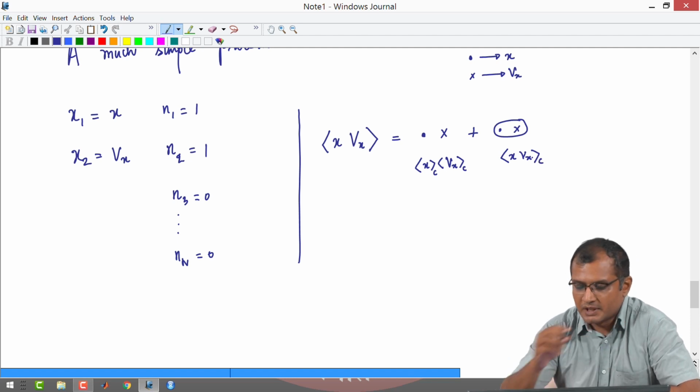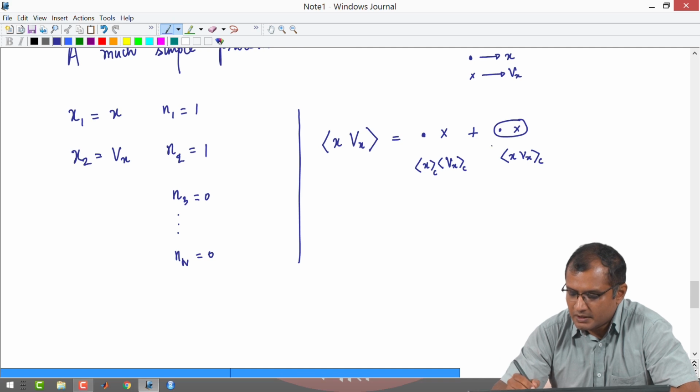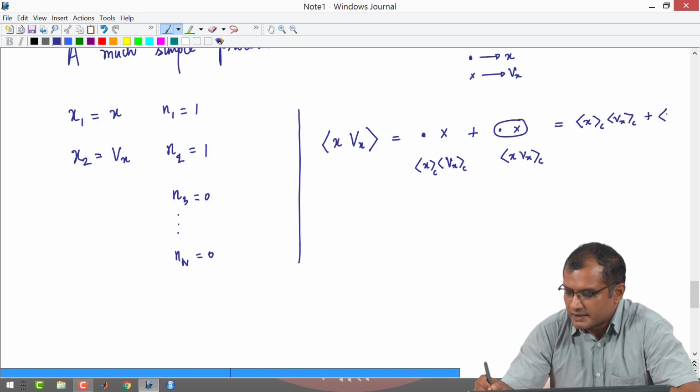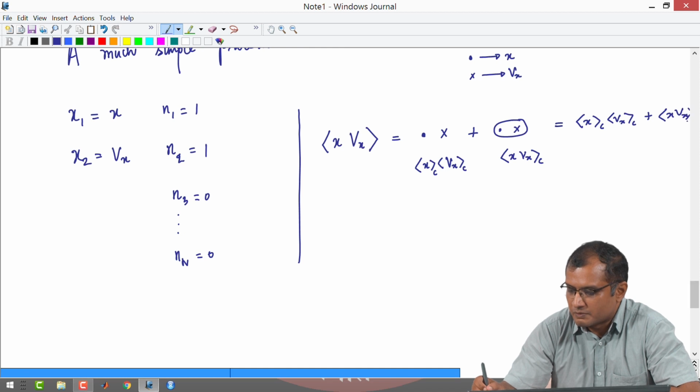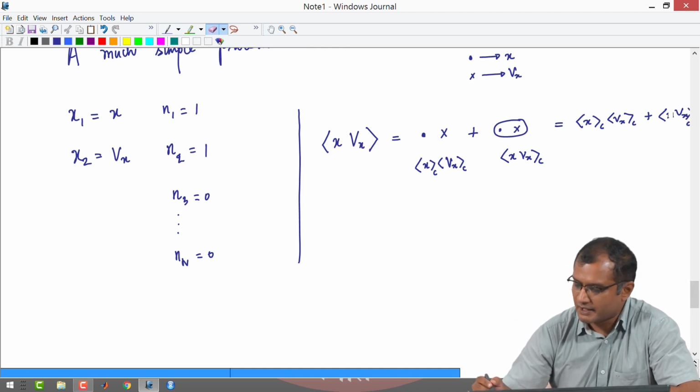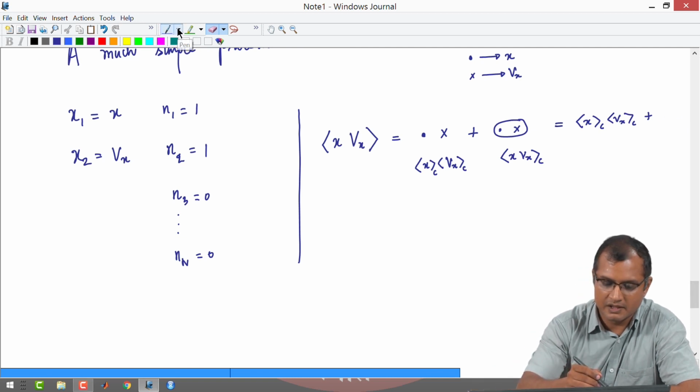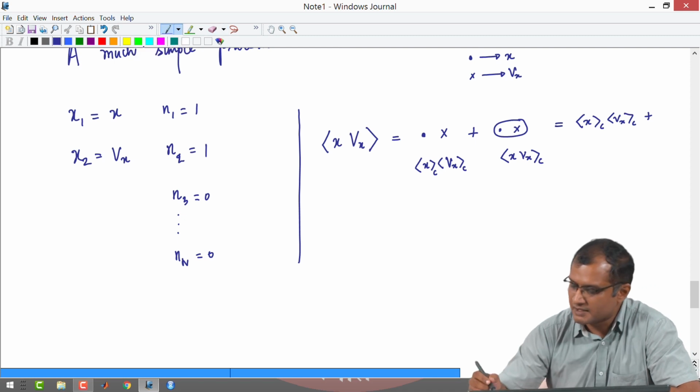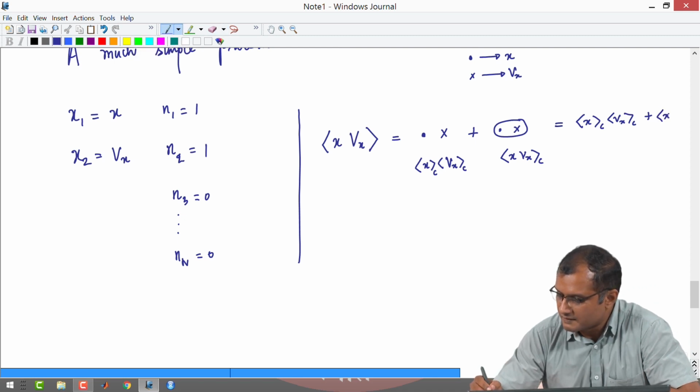So this is the answer to your problem. This is nothing but the cumulants of x and vx multiplied, plus the x into vx cumulant. So this is a very simple procedure. You can try and work it out for other combinations of powers of x and v, and you will be surprised as to how easy this becomes.